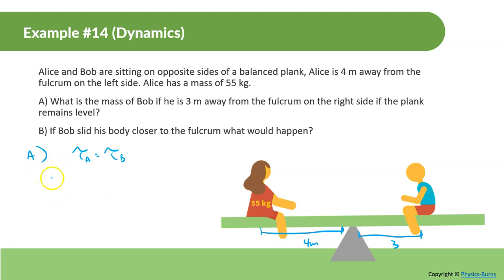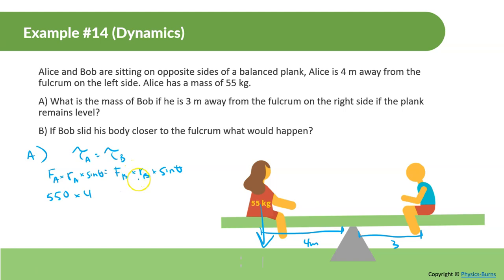So Alice's torque, we have 55 kilograms, so her force of gravity is 55 times 10, 550. I'll write it out just to simplify it, in case people are confused. Force of Alice times the radius Alice is from the fulcrum times sine of theta is equal to the force of Bob times the radius of Bob from the fulcrum times sine of theta. Force of Alice is 55 times 10, her weight, 550. She is 4 meters away and perpendicular to the axis, so sine is just 1. I'm not even going to put it there because I don't need to.